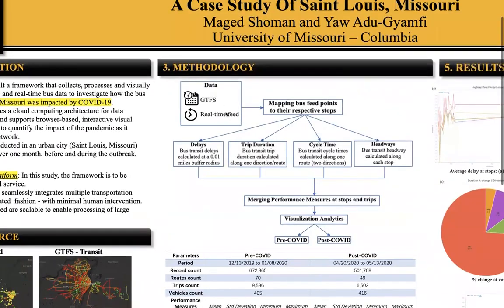The data was mapped using bus feed points to the respective stops. So we made sure that a radius of 20 feet, or 0.01 miles, buffer was used to return the nearest point to make sure that this is where the bus stopped. That was used to calculate delays, trip duration, cycle time, and headways at stops.